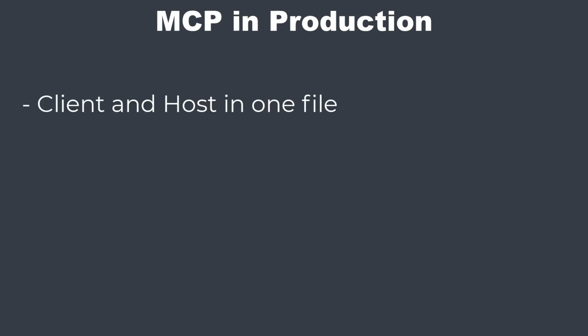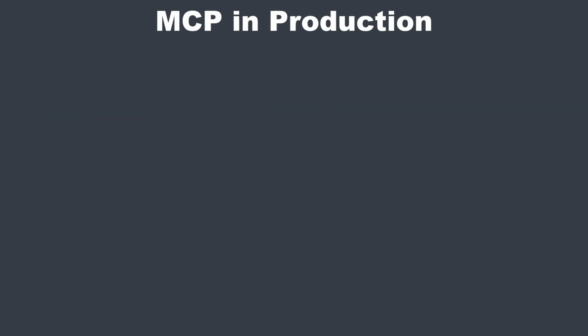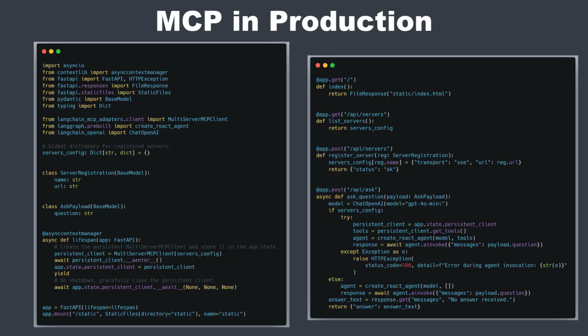In this scenario, our client and host functionality is integrated into a single FastAPI application. This approach simplifies deployment and management, particularly when we use Docker containers in production. The code I show you here uses FastAPI with endpoints to register MCP servers, query MCP tools from the servers, and even uses a static website for easy interaction. So let's quickly analyze the main parts.